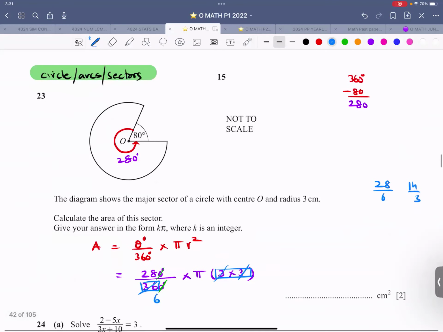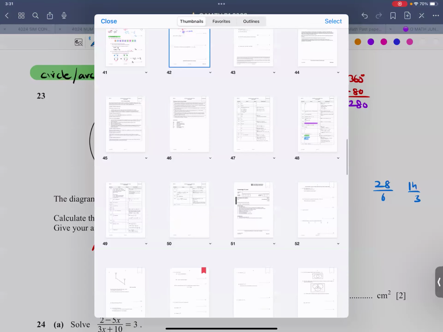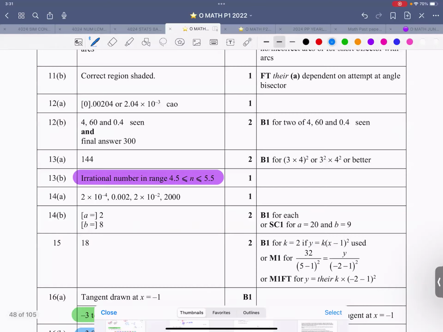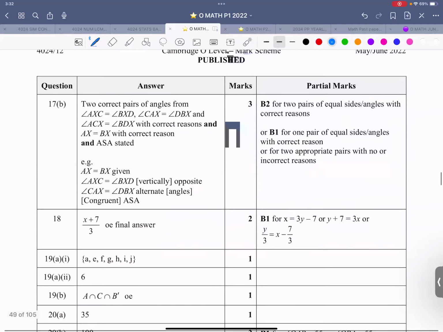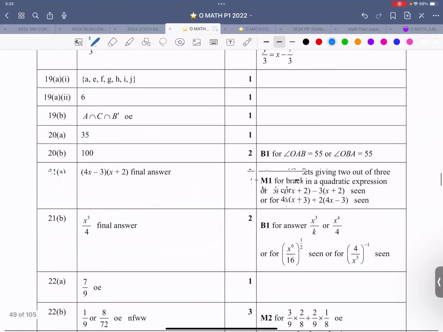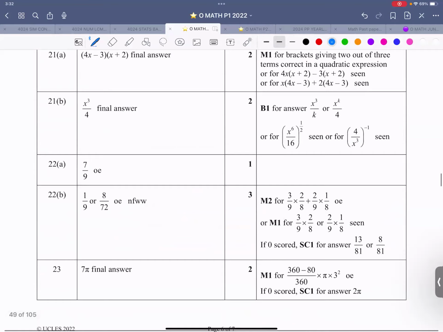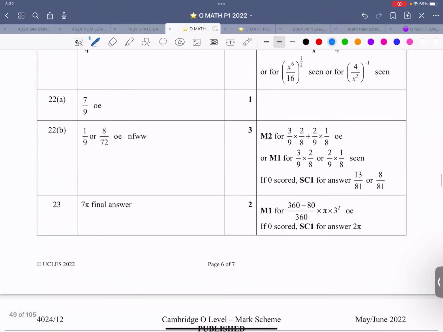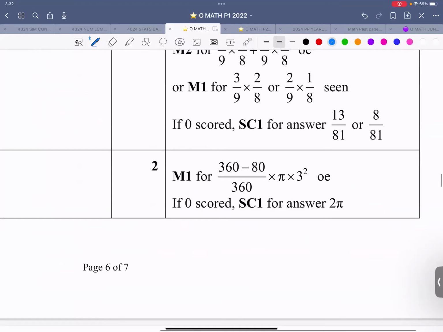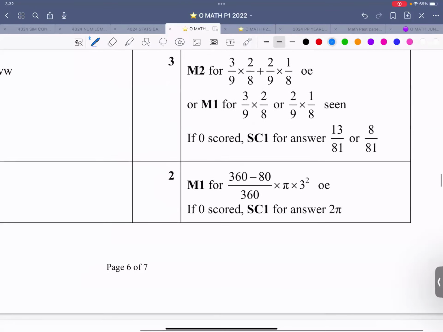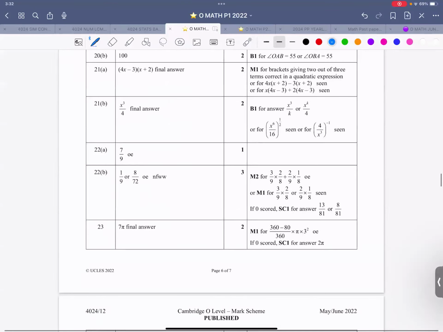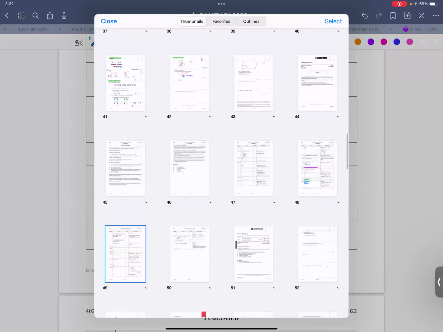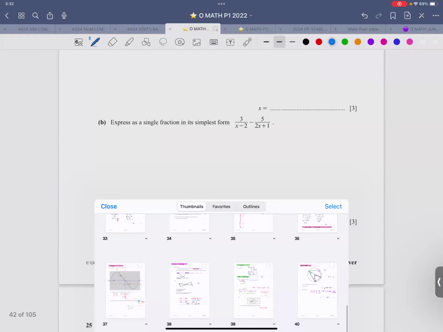Let me just double check the answer. I have a slight doubt something is missing. So this is square, rhombus, and all this thing. And this is which question? I think it was 23. 7 pi. That's the final answer. Okay. If 0 scored is C for one answer, 2 pi. Okay. Let me just double check, because we have to maybe give the answer to the nearest integer.